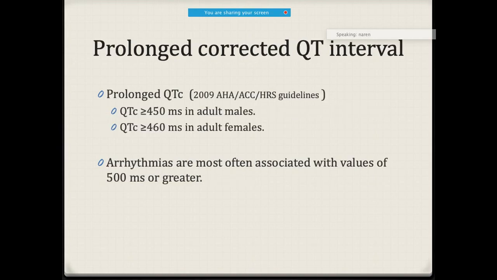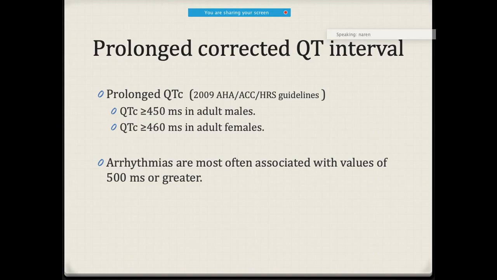In Romano-Ward syndrome, there is prolonged depolarization of the ventricle. There's also a standard definition for the corrected QT. QT corrected is the QT interval divided by the square root of the RR interval. So that's how you get the corrected QT interval.